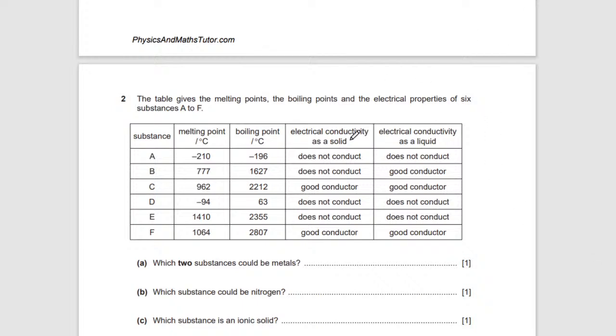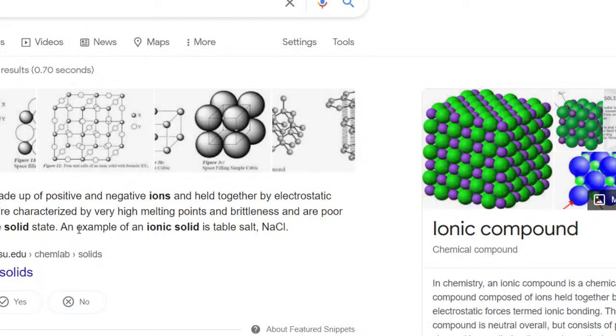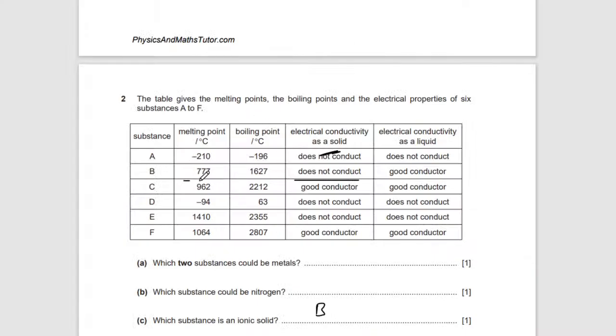So as you can see in this example right here, the answer could be B, because first of all it says that in solids they're not good at conducting, and because of that, you can see it does not conduct here. But at the same time, they have very high melting points. 777, very good melting point. So the answer is B.